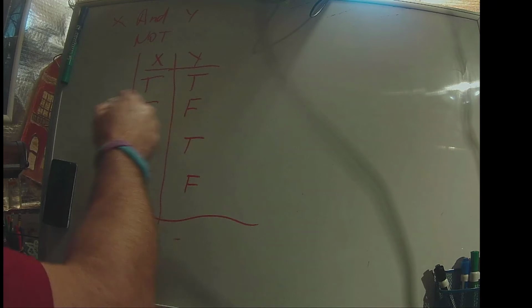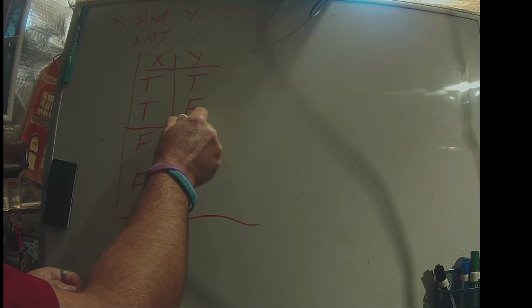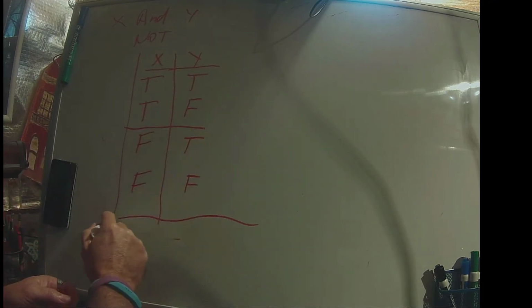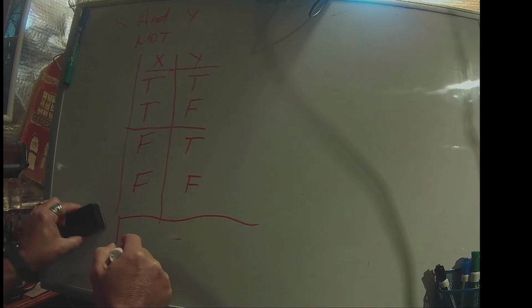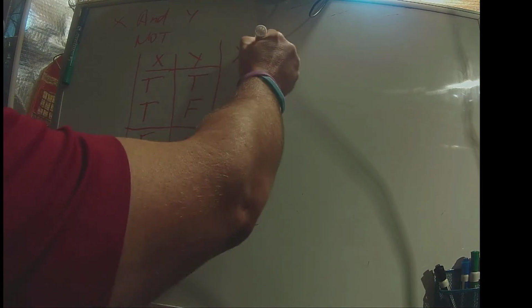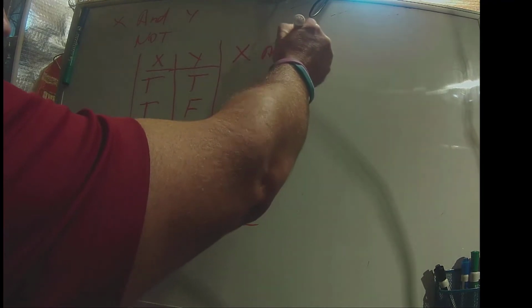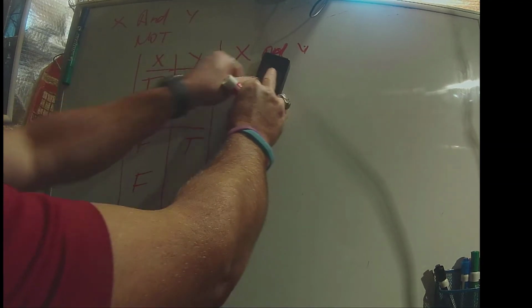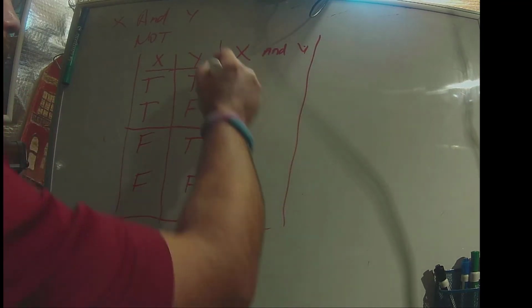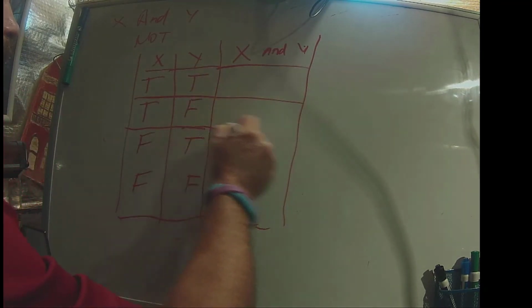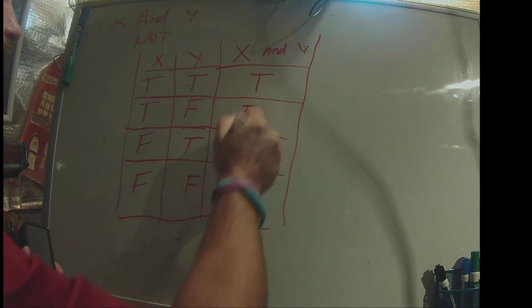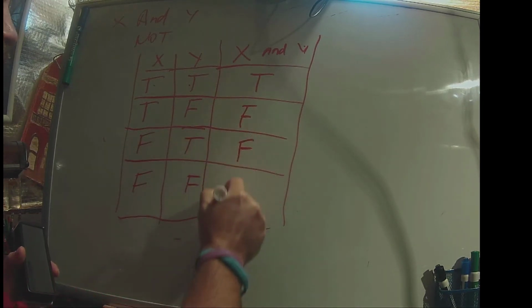Every time we do this, you'll notice that the NOT only had true, false. Things with two values have true, true, false, false. If you have more values, then the size of the table doubles every time. So, keep that in mind. And now we can look at what X and Y is. What you do is you look across the table. True and true gives you true. True and false gives you false. False and true gives you false. False and false gives you false.